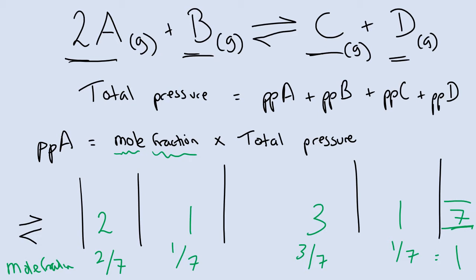That gives you the mole fraction. To then calculate the partial pressure, you multiply your mole fraction by the total pressure. So there's quite a lot going on here. There's a few new terms.